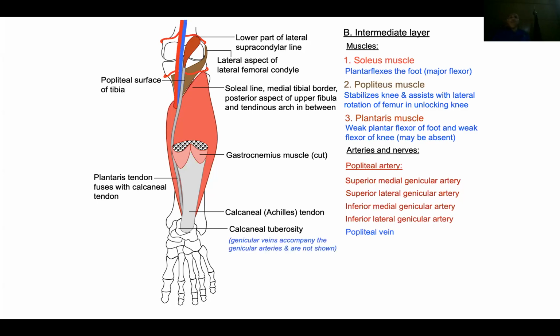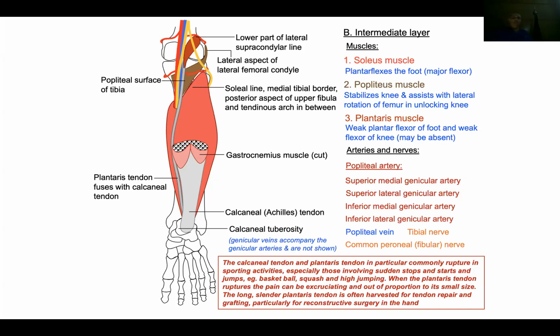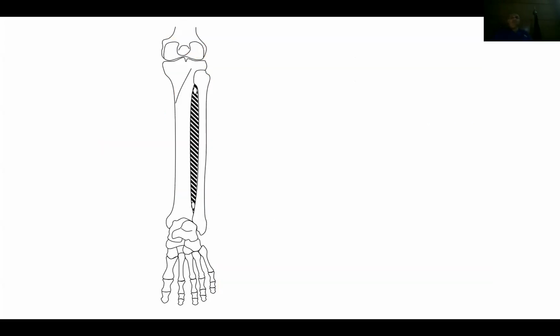Then we have the popliteal vein, and you can see now the tibial nerve is coming up. Who's that? Common fibular nerve. Then, now this tendon can rupture, and then it causes disasters. You need to read about rupture of the tendo calcaneus.